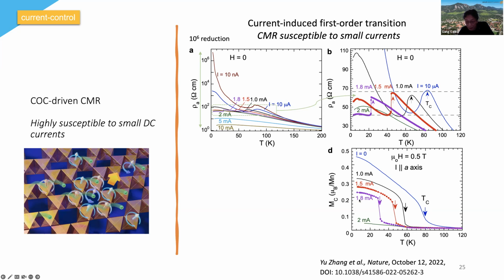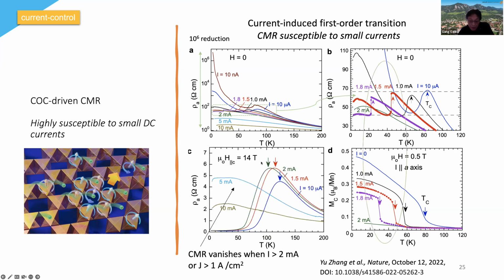And then when the current is 1.8 milliamps, it is even stronger, showing a stronger first order transition at the lower temperatures. And then when you further increase the current to 2 milliamps, there's no longer long range order. So this is when the field is 0. Okay. So then if we apply magnetic field and also change current, what do we see here is this.